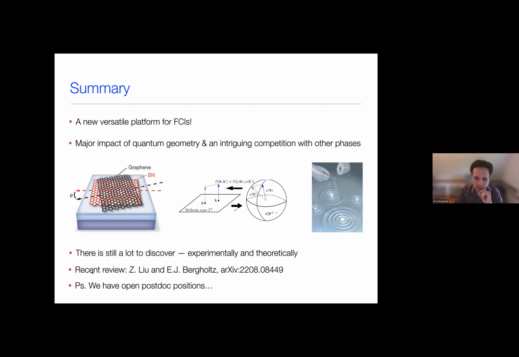We have written a review chapter for an encyclopedia book recently that we put out on the arXiv. It's more general on fractional Chern insulators, but we mostly focus on Moiré materials because that's what we find is the most promising platform for FCIs at the moment.